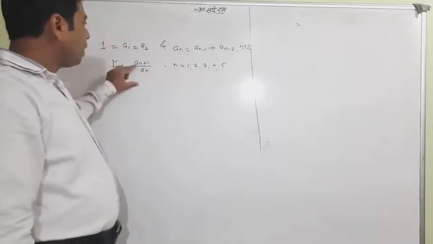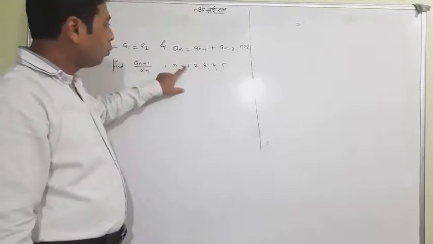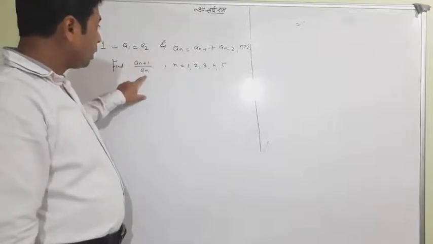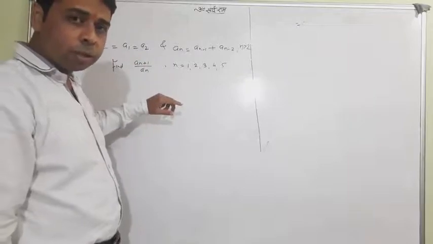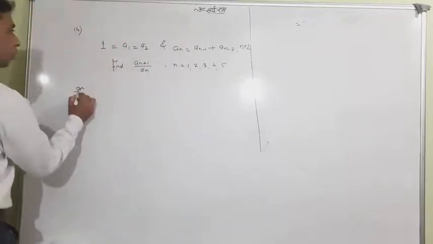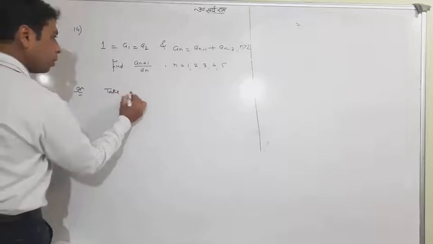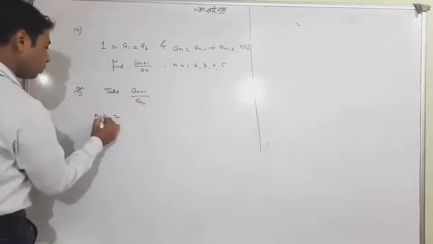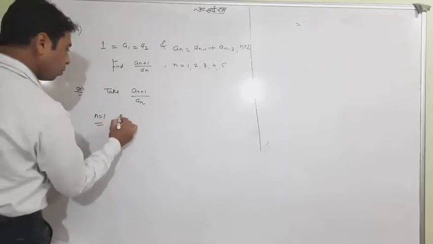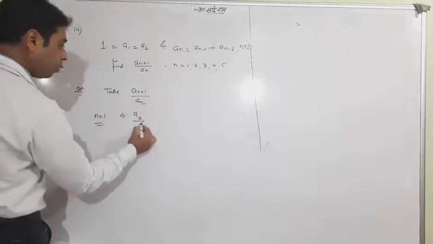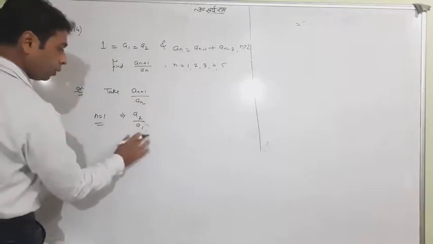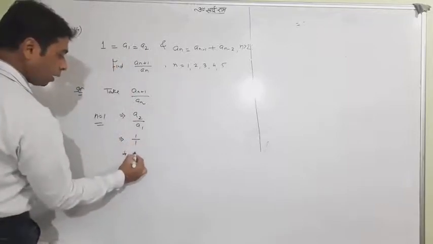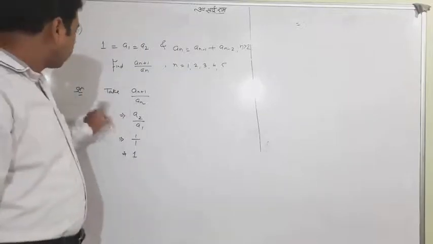We want to find the value of an plus 1 upon an, and for n equal to 1. Definitely first of all I'll choose n equal to 1. So what will it be? a2 upon a1. So we have a2 and a1, we can go with this. So I'll go with the solution. Take an plus 1 upon an. Put n equal to 1. What will it be? a1 plus 1 is 2, a2 upon a1. Then a2 and a1 are both 1, so 1 upon 1, the answer is 1. This is the first, for n equal to 1.